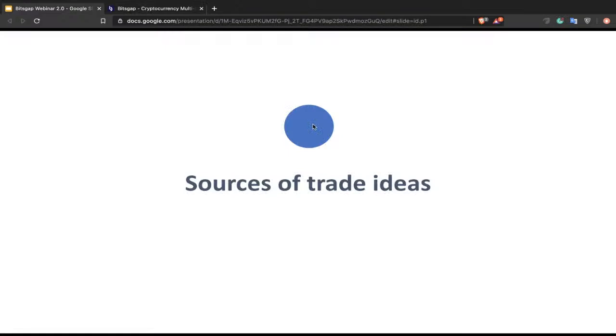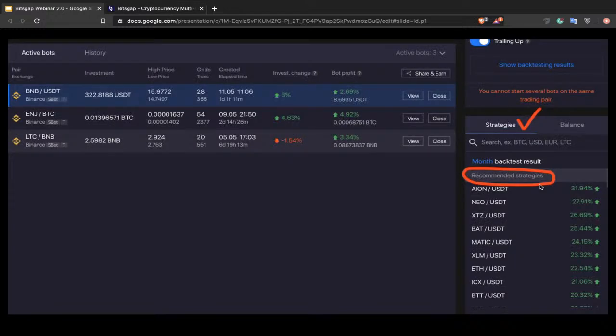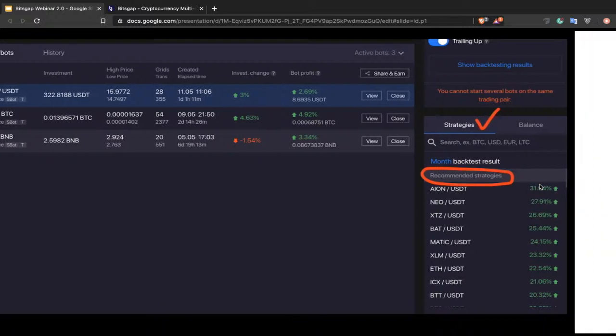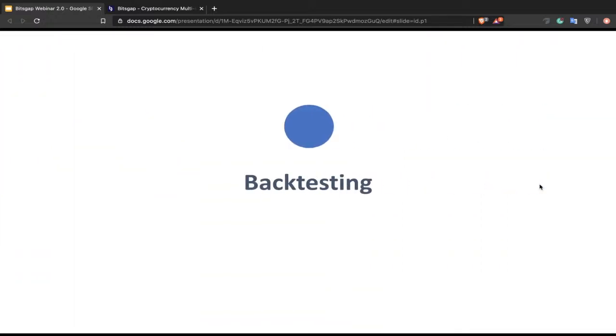Now let's move on, and here's another crucial topic to understand: what are the sources of trade ideas that we have at Bitsgap. Not every platform offers such a unique concept of trade ideas. With the recommended strategies that I've already demonstrated to you, and with backtesting, you have two valid and fully optimized sources of trade ideas.